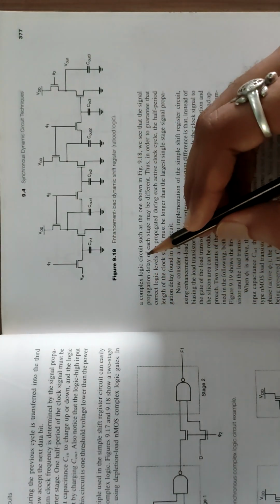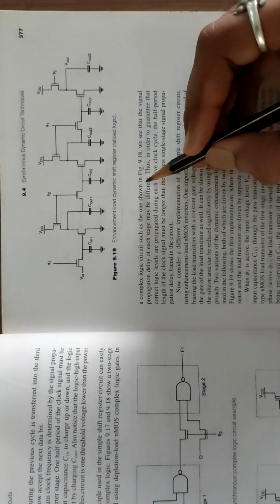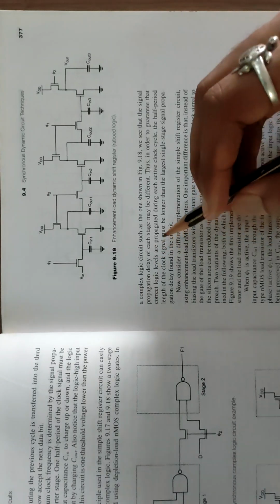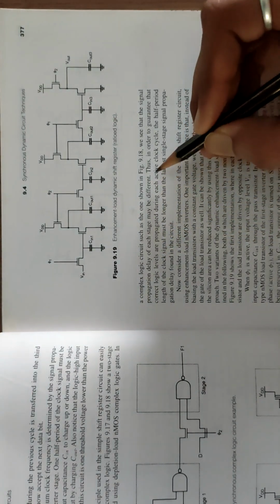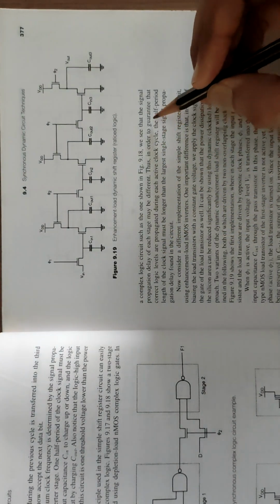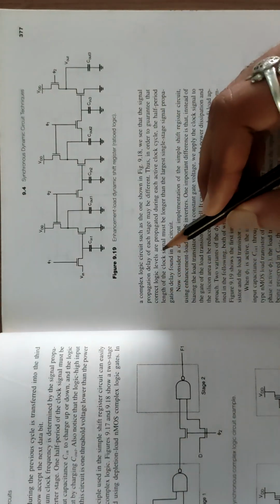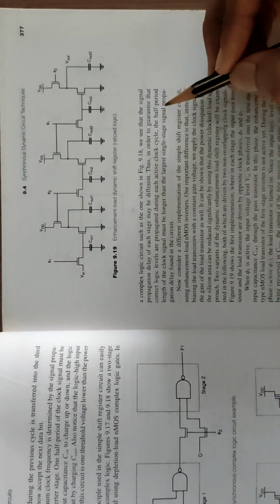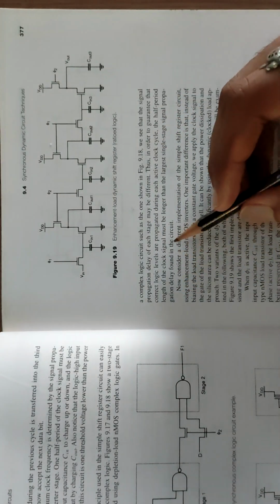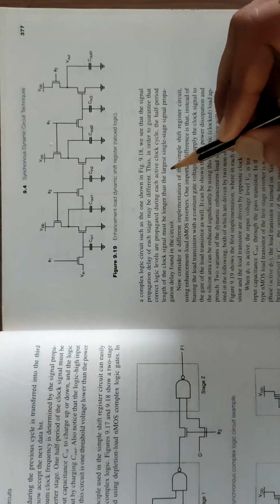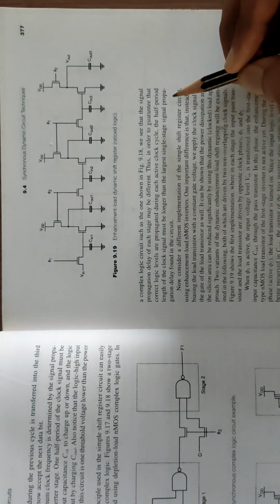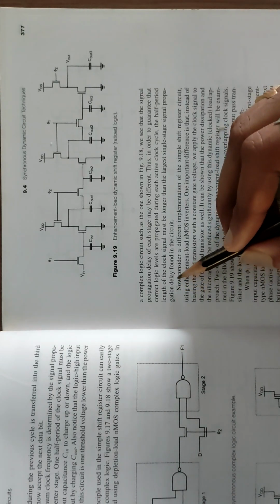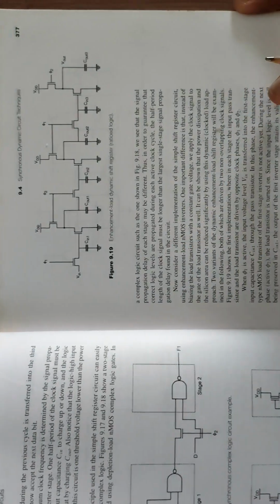In a complex logic circuit such as the one shown in the figure, we see that the signal propagation delay of each stage may be different. Thus, in order to guarantee that correct logic levels are propagated during each active clock cycle, the half period length of the clock signal must be longer than the largest single stage signal propagation delay found in the circuit.